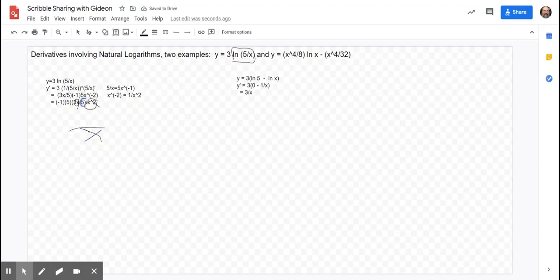Yes, I have a 5 on the bottom of the fraction. And I also have a 5 on the top of the fraction, right? I have this division by 5 and that multiplication by 5. So they cancel. The 5s are gone. And so all that's left is a negative sign and my 3. So it should be negative 3.